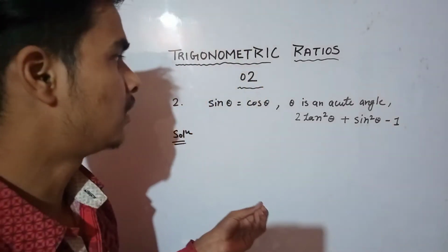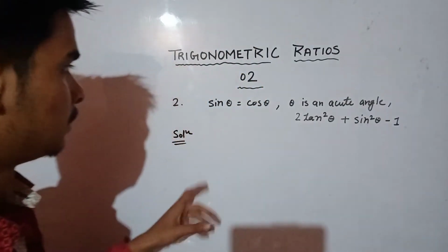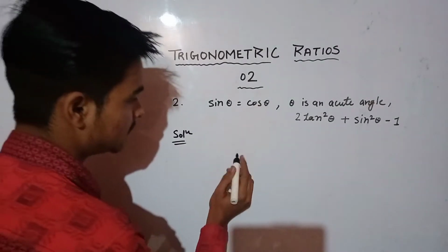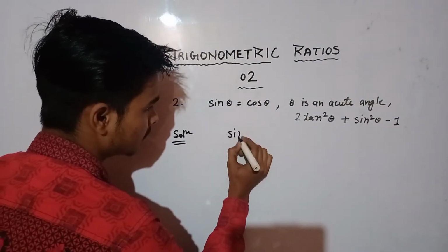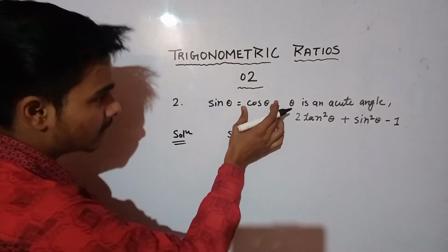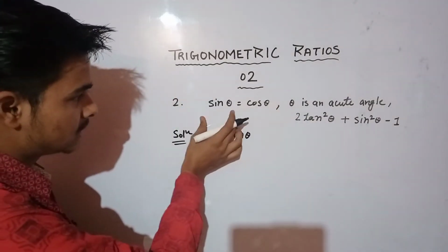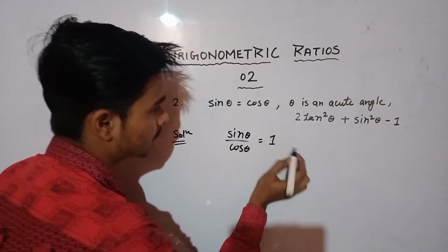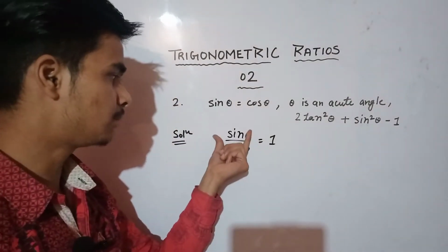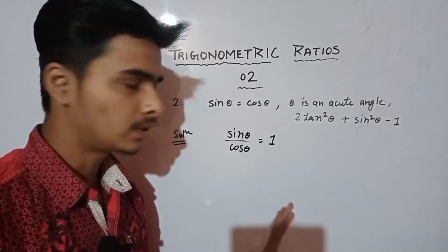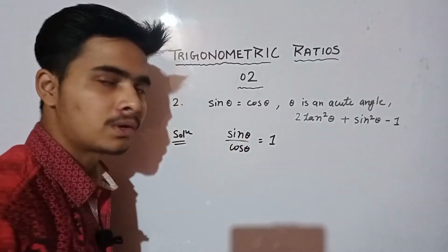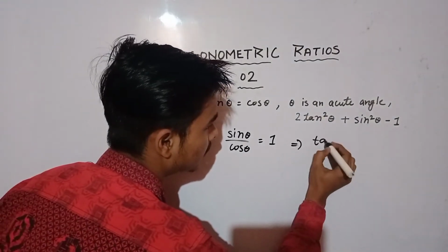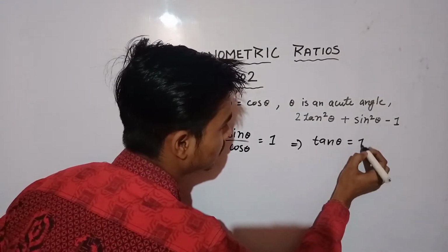See how this question would be solved. We have been given that sin theta is equal to cos theta. So if I put this cos theta on this side, what will remain here? 1. So sin theta upon cos theta is equal to 1. So what is sin theta divided by cos theta? It is tan of theta, meaning tan of theta is equal to 1.